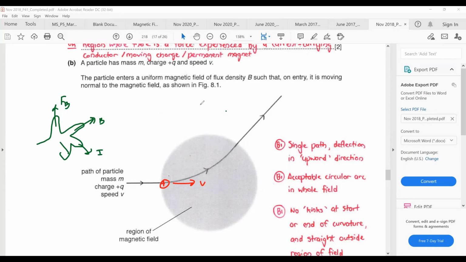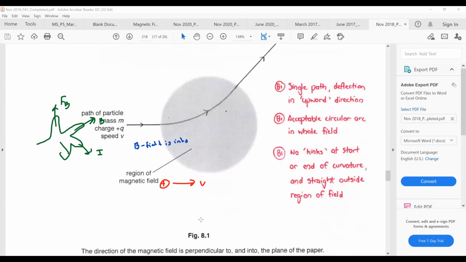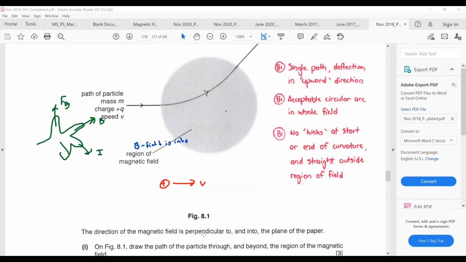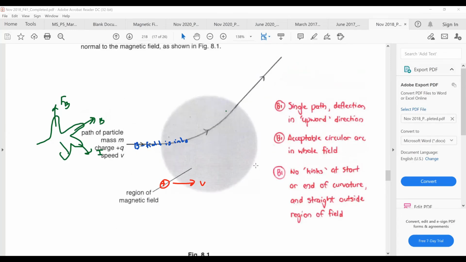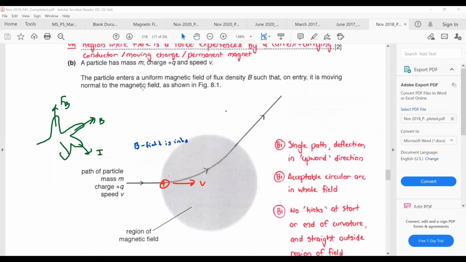Okay, and then after that, they told you your B field is into the plane of the paper, I believe. Yeah, they told you the magnetic field is perpendicular to and into the plane of the paper. So your B is into the plane of paper. Okay, and then this one is your positive charge moving this way. This one is your direction of your conventional current.